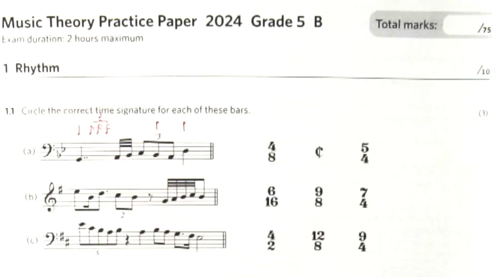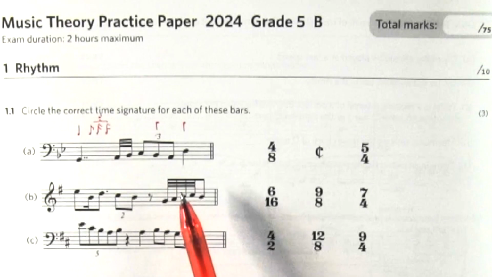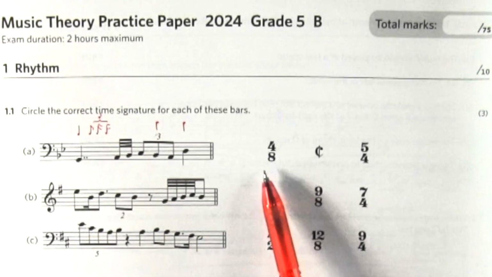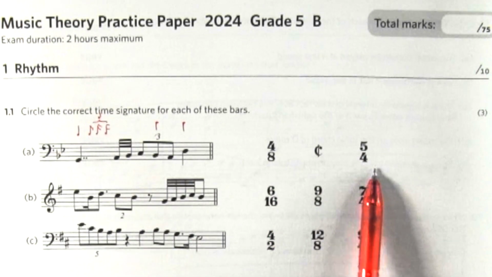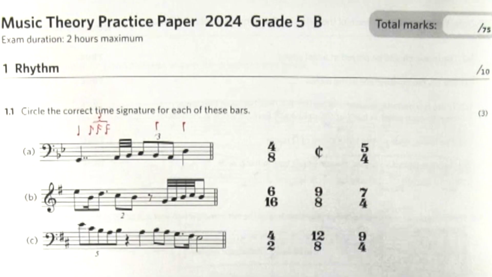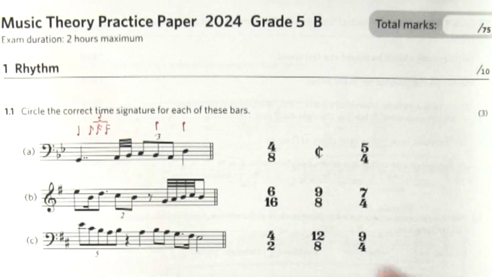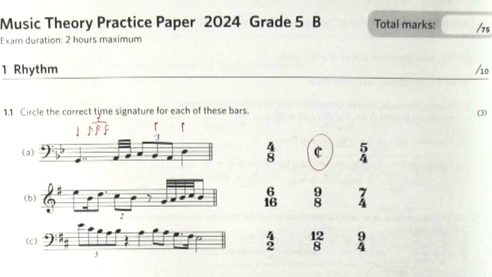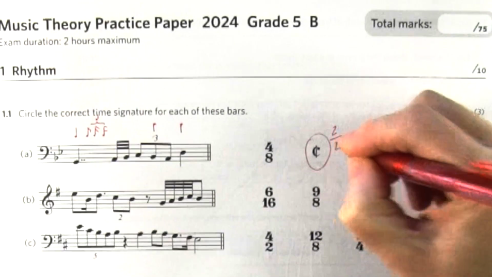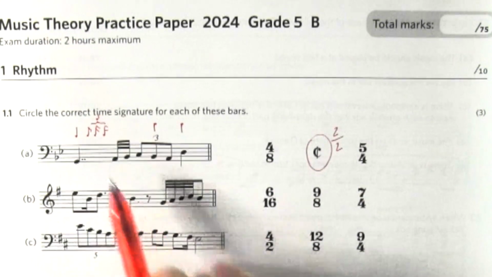This piece could be in 4/4, but we don't have any 4/4 here, so it's 2 halves because it's the equivalent of 4/4 but halved. So the answer is 2 halves, 2/2. 2 minims per bar. So we have 1 minim here and 1 minim here.